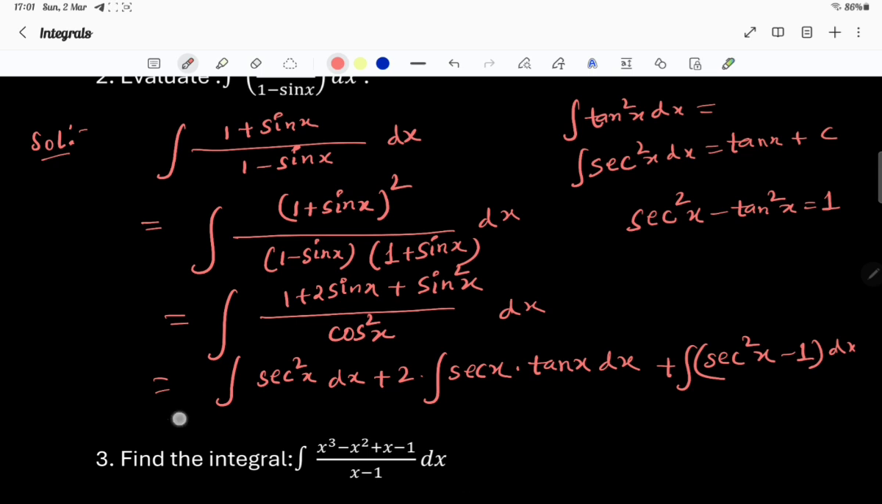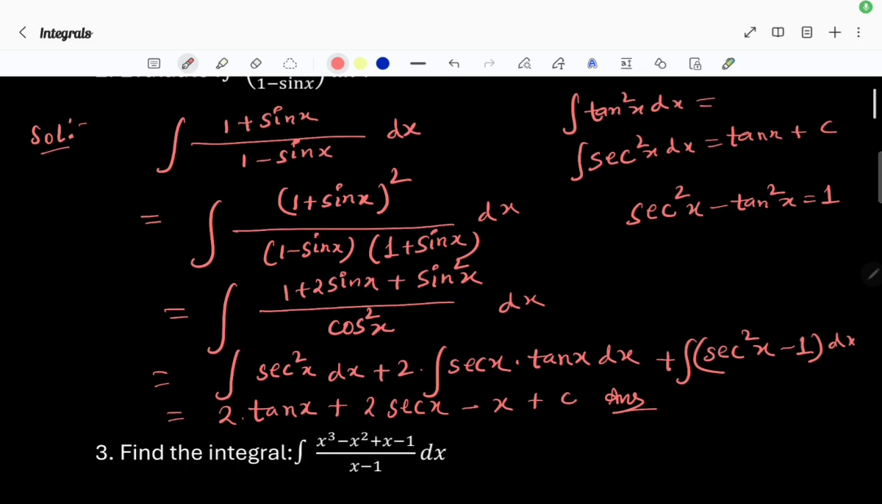Now the answer is coming directly: sec square x dx, and also here sec square x dx, so 2 times sec square x, so you can directly write 2 into tan x plus the integration of sec x into tan x. As you know, derivative and integration are converse to each other. The derivative of sec x is sec x tan x, so the integration of sec x tan x will be sec x only. Minus x plus c, this will be your answer. Mark it.